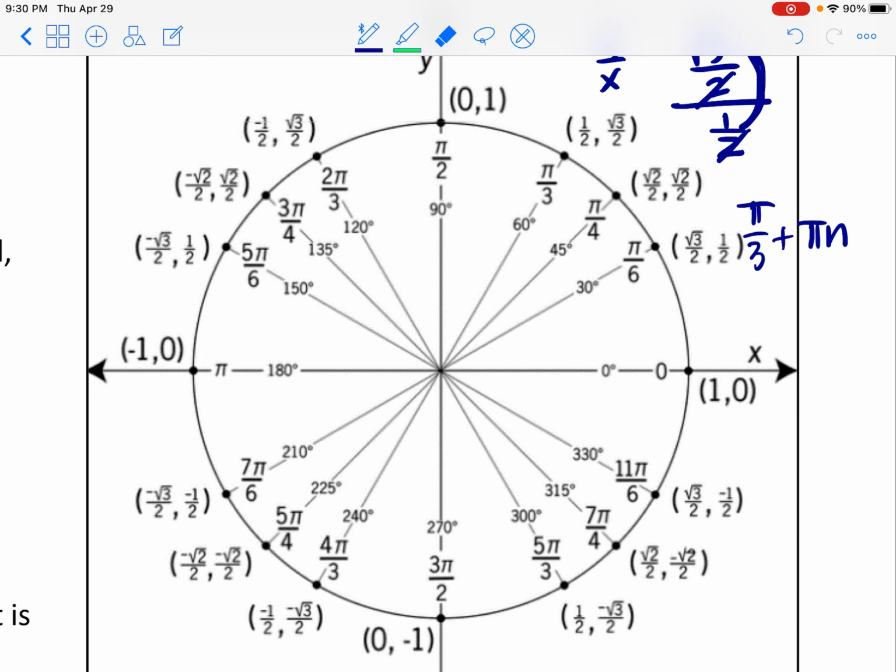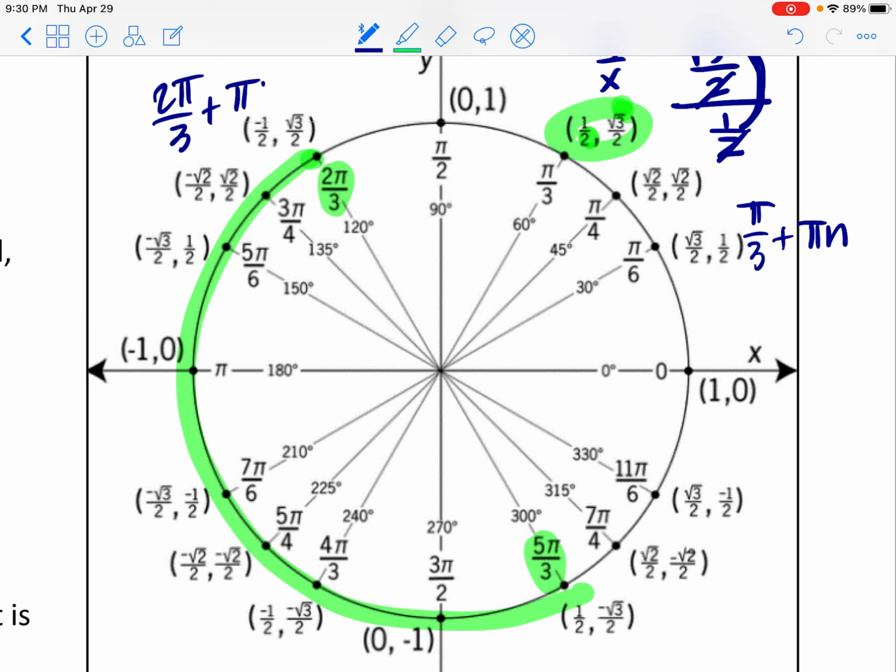And then we also need to know where it's negative. So where is it negative? Same values, right? I still want that y divided by that x, but I need a positive divided by a negative. So that's going to happen here at 2 pi over 3, and then it's going to happen at its counterpart down here at 5 pi over 3. But again, that's 2 pi over 3, and then plus pi radians, or 180 degrees. So if I just say 2 pi over 3 plus pi n times, then I will capture that solution set.